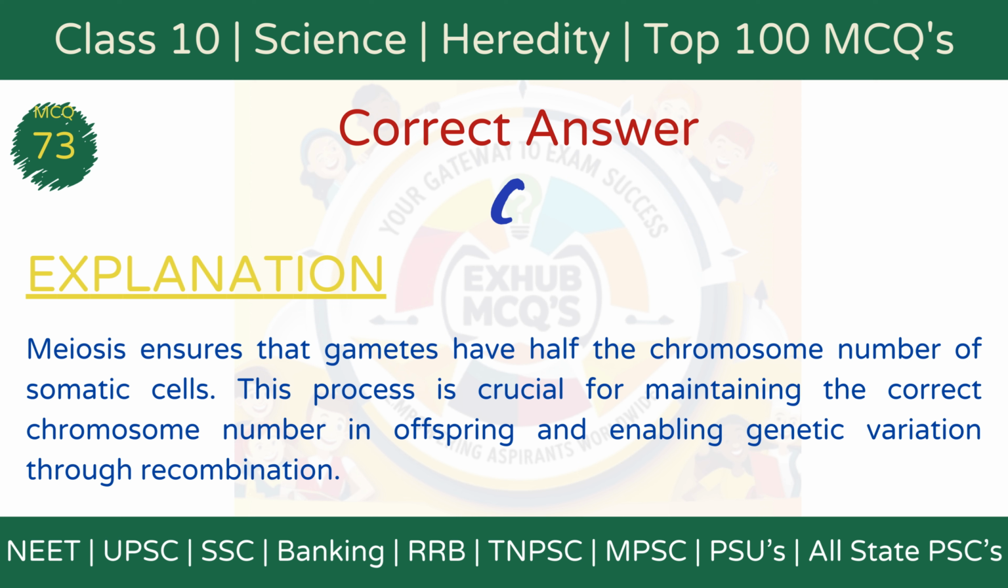Explanation. Meiosis ensures that gametes have half the chromosome number of somatic cells. This process is crucial for maintaining the correct chromosome number in offspring and enabling genetic variation through recombination.